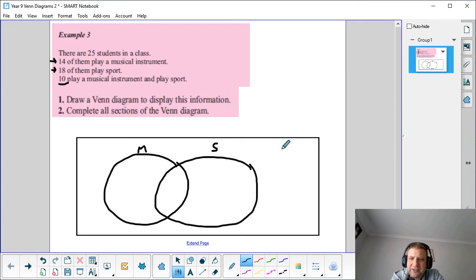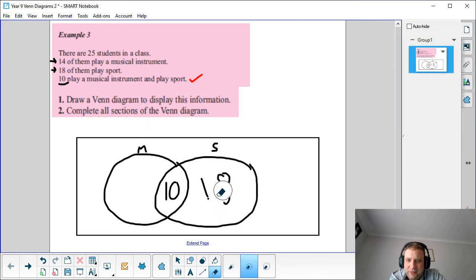So to complete all the sections of the Venn diagram, we're going to have to start in the middle. So in the middle, you should be putting 10, because they are the 10 people who play a musical instrument and play sport. We'll tick them off. At this point, a lot of people just automatically say, oh, look, 18 people play sport. We'll put an 18 here. But that's not how this works.